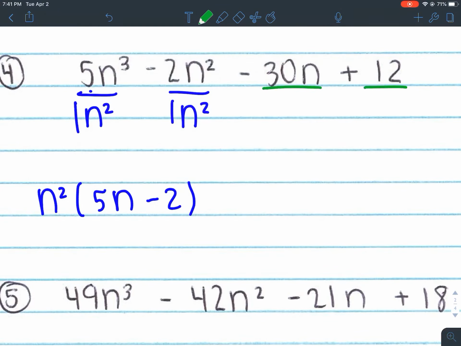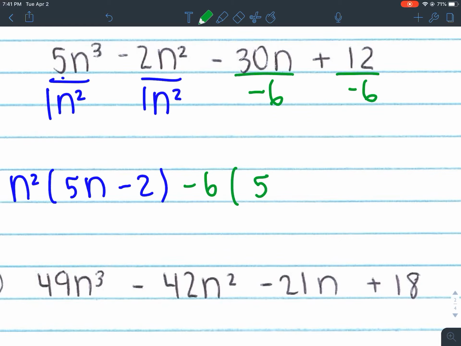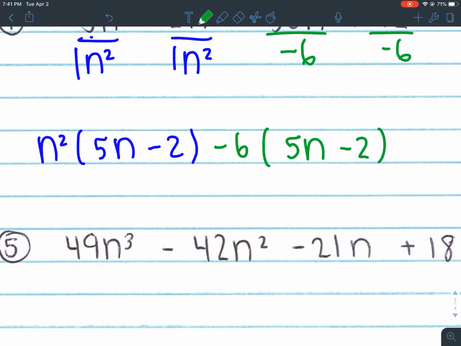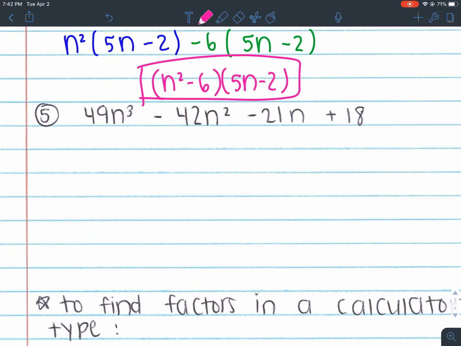And then the next one, the most I can factor out is a negative 6, right? The first one was negative, so negative 6. Negative 30 divided by negative 6 is positive 5. The n's left in there. And then we have negative 2. Parentheses match, so I'm good to go there. N squared minus 6 goes in the first one, and 5n minus 2 goes in the second. Again, it doesn't matter what your order is.